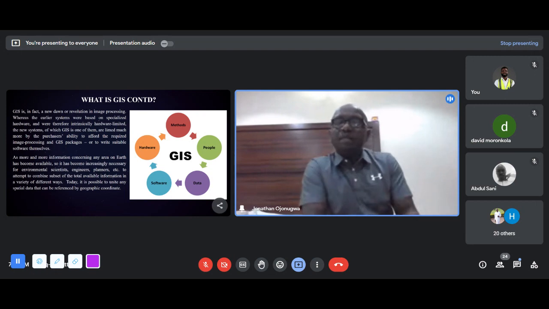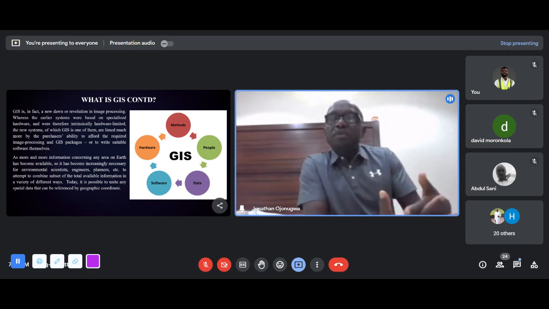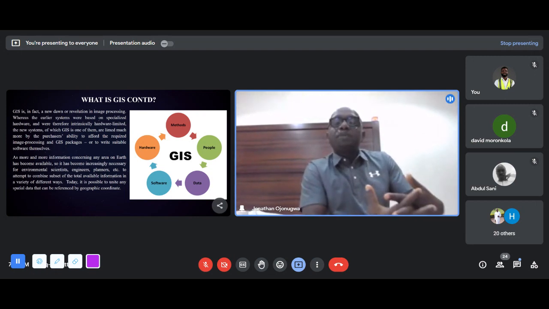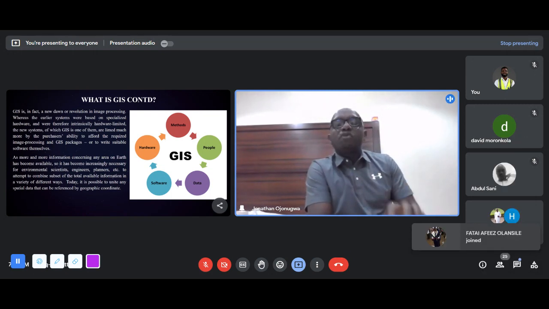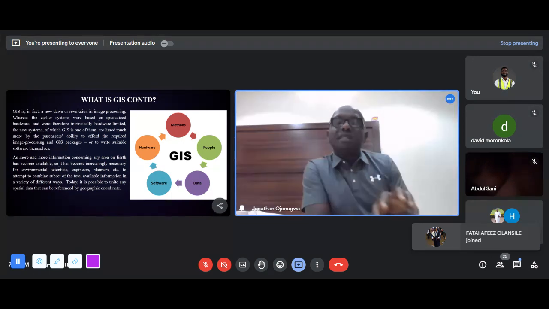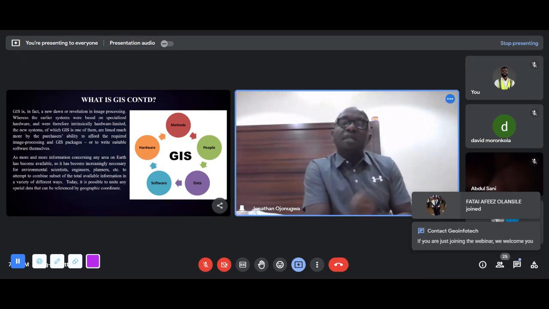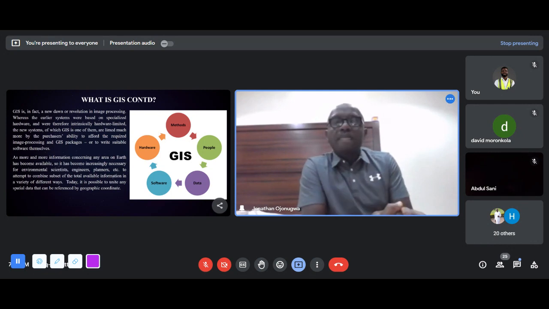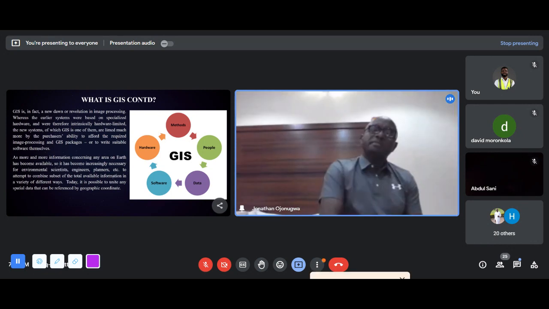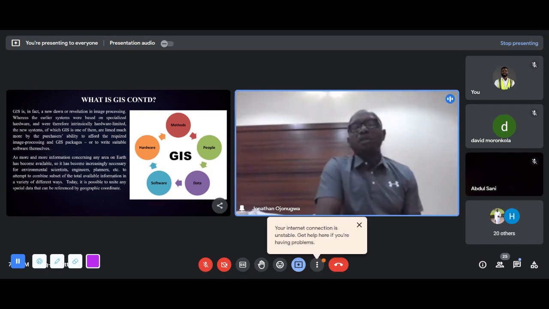We have the hardware developers. For the GPS we use in collecting our data, there are people that are responsible for their development. They fall within the hardware developers. The systems we use, the digitizers we use, they fall as a component. Then what are methods? Methods has to do with methodology.